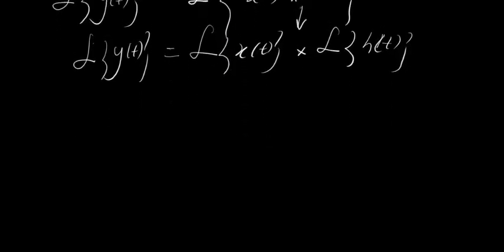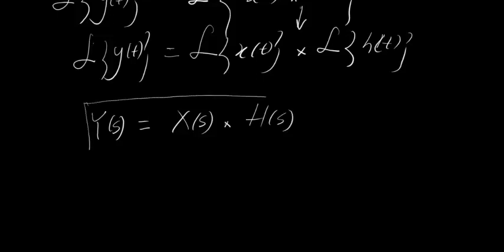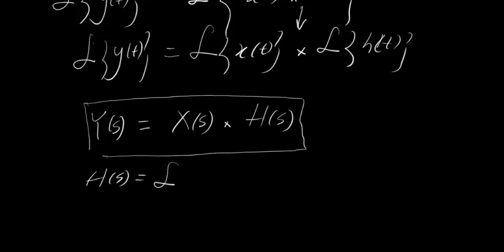Now let's call the Laplace transform of y of t, Y of s. Let's call the Laplace transform of x of t, X of s. And let's call the Laplace transform of the impulse response H of s. Well, now we're onto something very, very useful. H of s, which is the Laplace transform of the impulse response, has a very interesting name. It's called the transfer function.